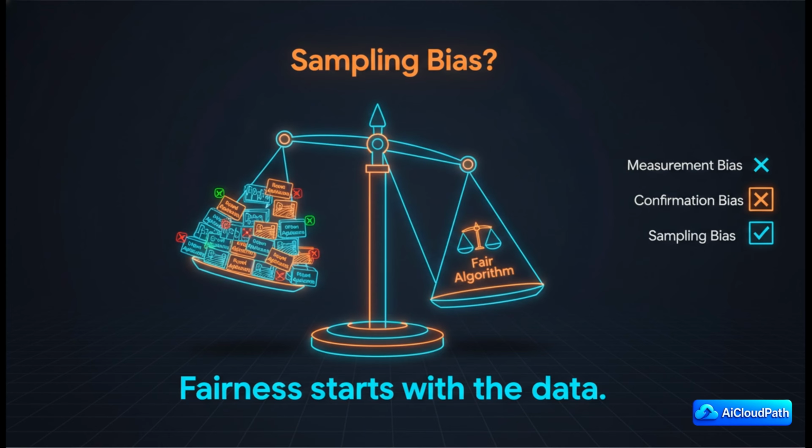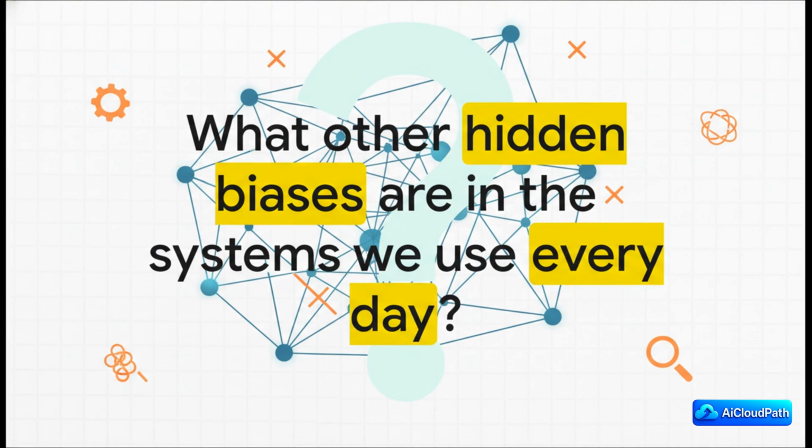It starts with the data, which, of course, leaves us with a pretty big question to think about. If the data that an AI learns from is the source of the problem, what other hidden biases are working away in the background of all the automated systems that make decisions about our lives every single day?